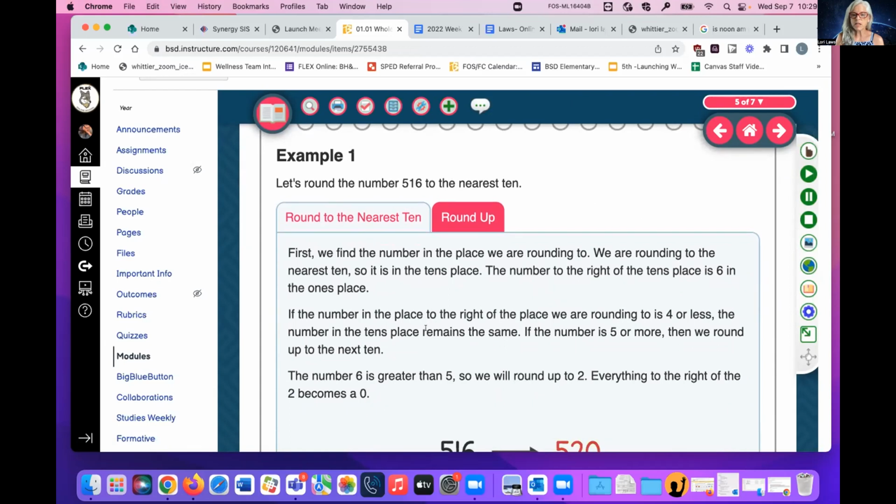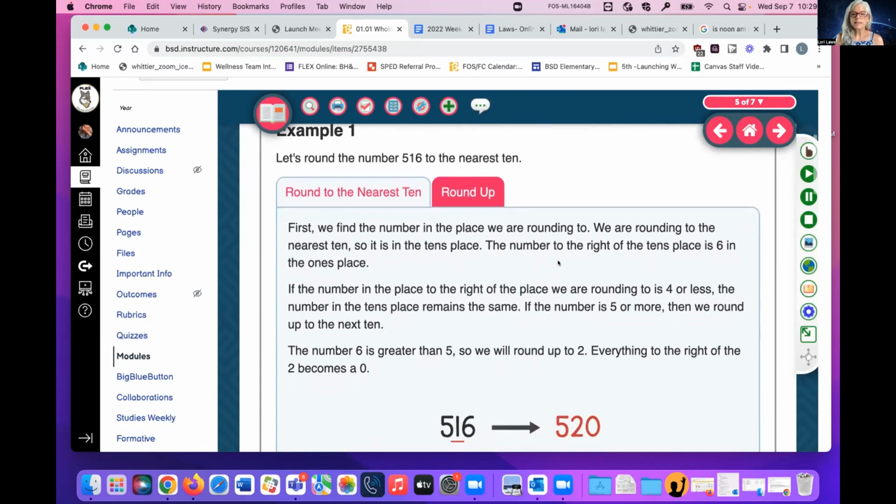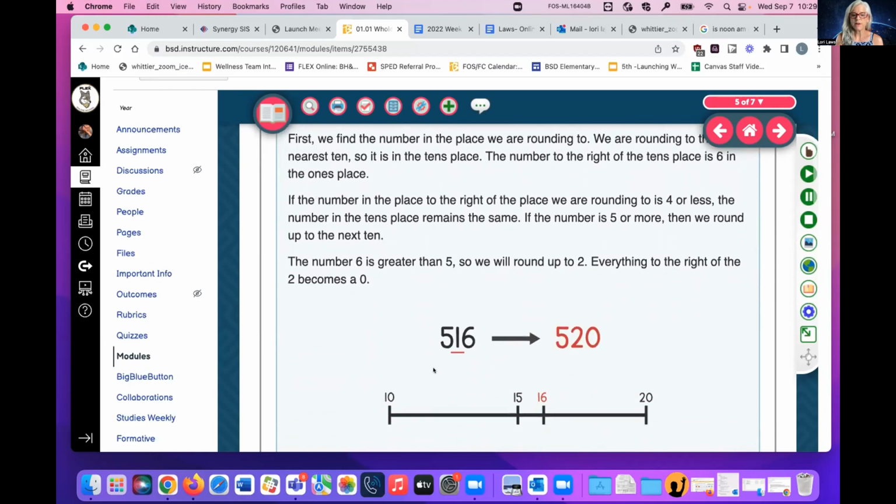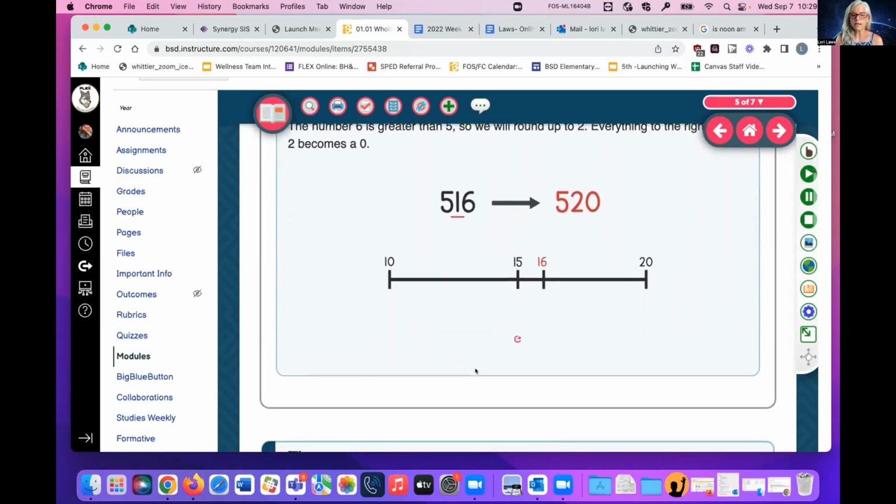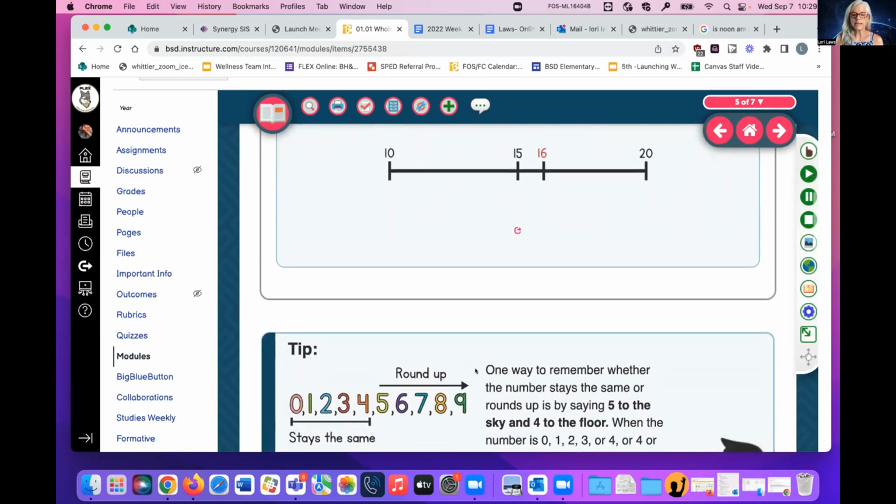Here's a nice explanation of that. Since the number to the right of this 1 is a 6, we're going to round up, 516 to 520. Some people like to look at it like this.